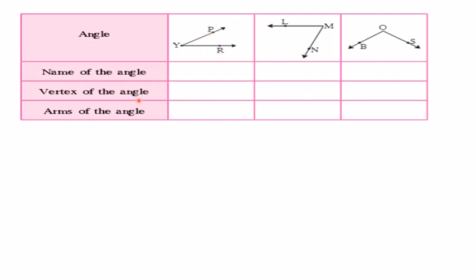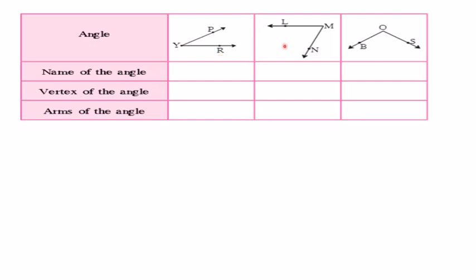Next, what will be the vertex of this angle? Now vertex, do you all remember what is a vertex? Vertex is the point that joins the two arms of the angle. So here this point joins the two arms of the angle. So the vertex of the angle is Y. Next we need to write arms of the angle. So now in this angle there are two arms. First is the arm that is YP and the second arm is YR.